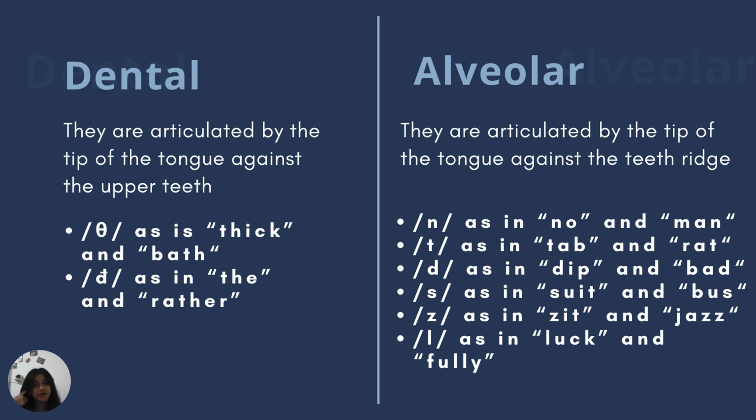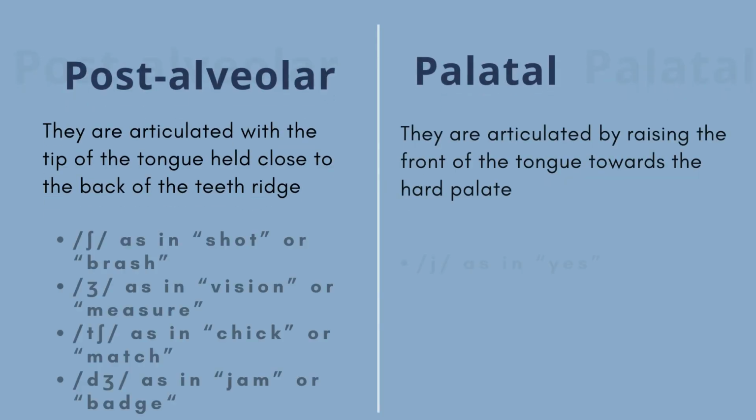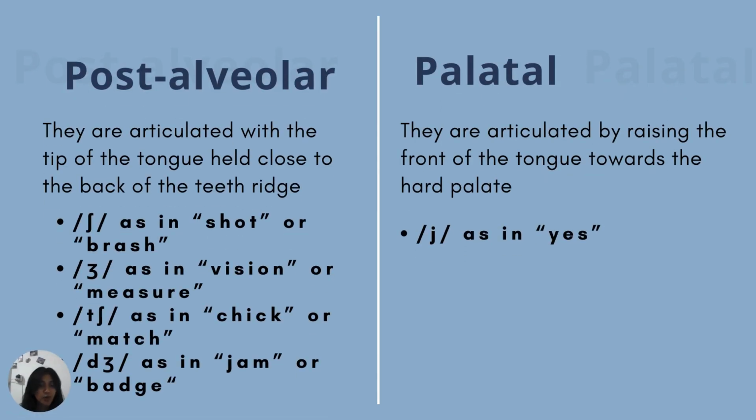And then there is alveolar, which is articulated by the tip of the tongue against the teeth ridge. So our teeth ridge is touching our tongue, as in no. Just as simple as that. Next, there is post-alveolar, which is articulated with the tip of our tongue held close to the back of the teeth ridge, as in the words shot, brush.